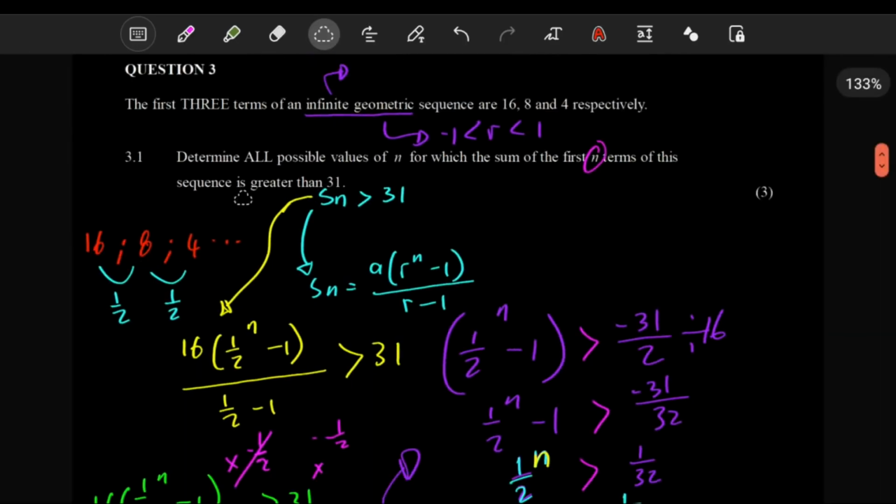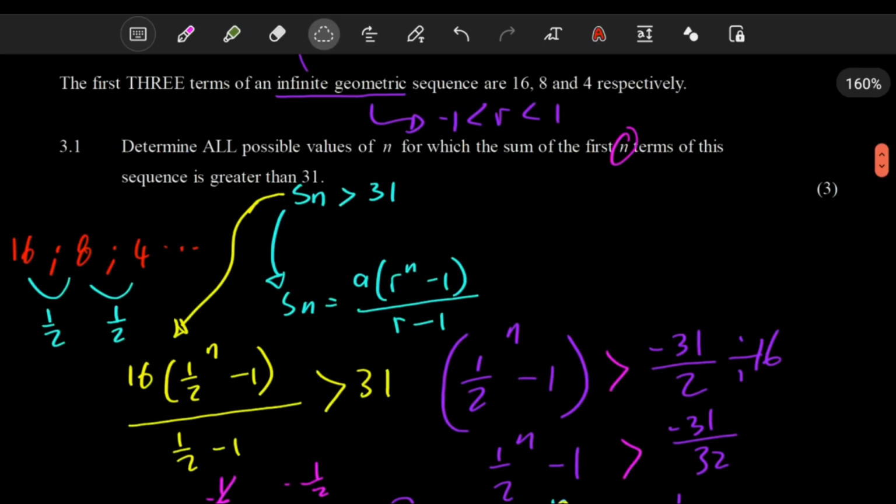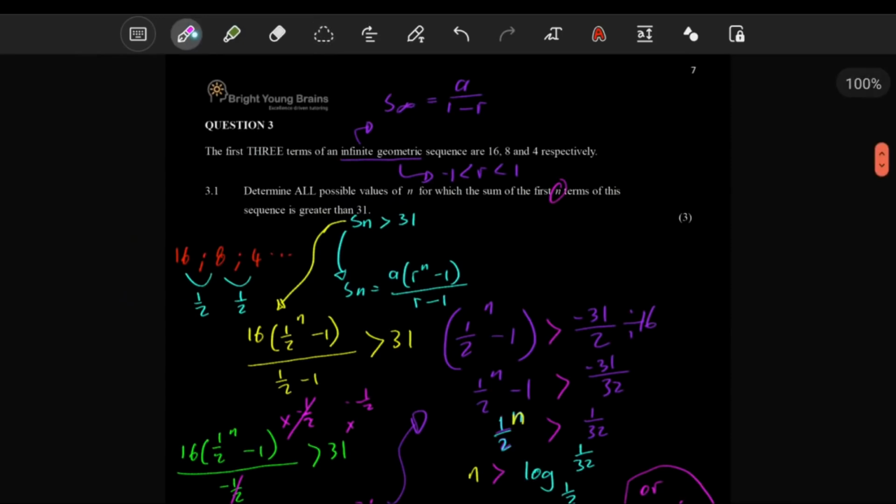Because what they're trying to say is, they want you to work out what's the least amount of numbers that you need to add up for you to at least get a value of 31. You see, like here, if you add 16 and 8, that's going to give you like 24. If you add a 4, that's going to give you like 28. If you keep adding your values, at a certain point in time, you will have at least 31. And then the moment you keep adding from there, you'll obviously have something bigger than 31. So here they said, determine all possible values of n for which the sum of the first n terms of this sequence is greater than 31. That is how you do it.